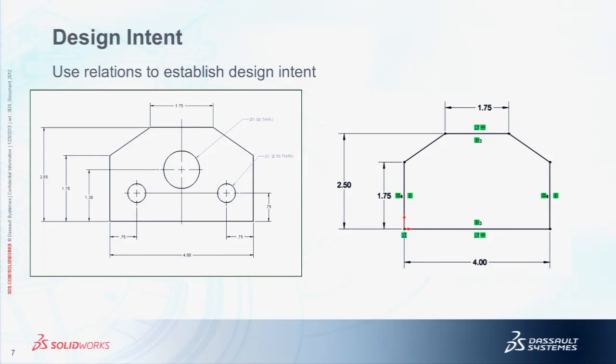So the design intent is to keep that, and obviously that's done with a relation lining up the center points, the midpoints, in a vertical relation. And the 175 dimension can be done either with a horizontal relation or simply an equal relation. Those are the kind of things that we push in that first course, and it takes a while.